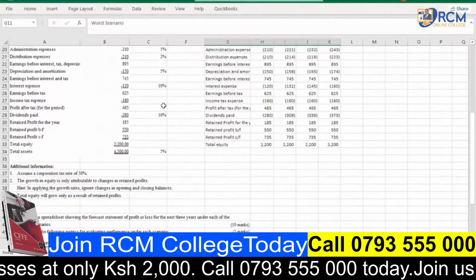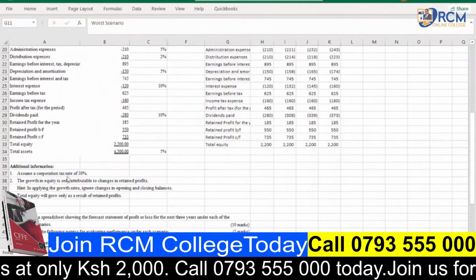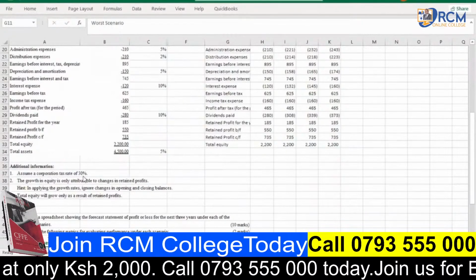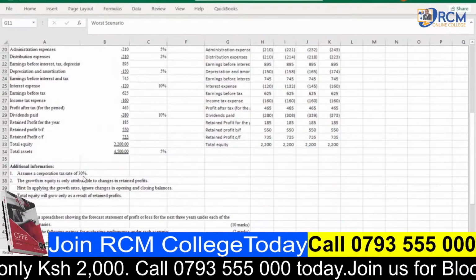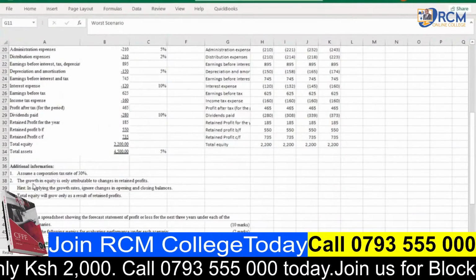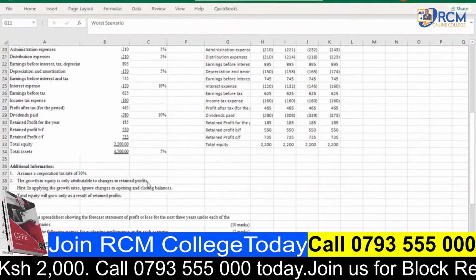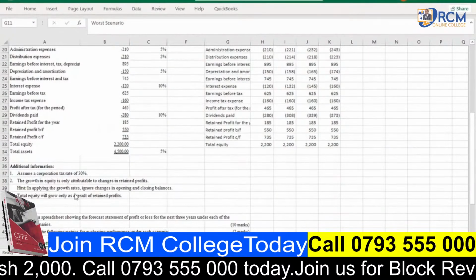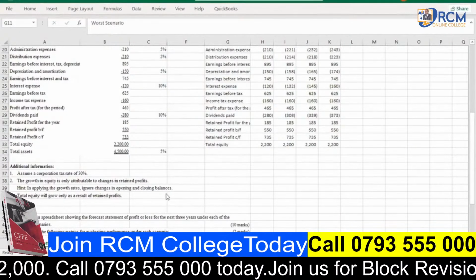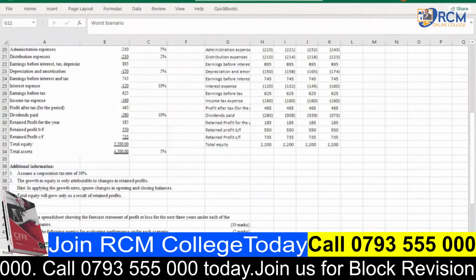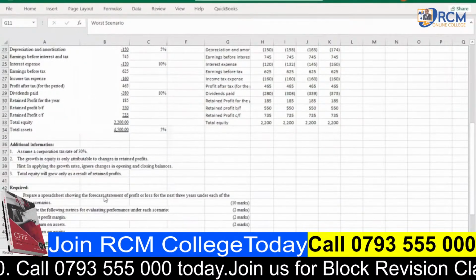Of course, there is some information given to me, some assumptions, some instructions. Assume a corporate tax rate of 30%. That is one instruction given to us. Then the growth in the equity is only attributed to changes in retained profits. Then in applying the growth rates, ignore changes in opening and closing balances. Then total equity will grow only as a result of retained earnings. So they are emphasizing on that.